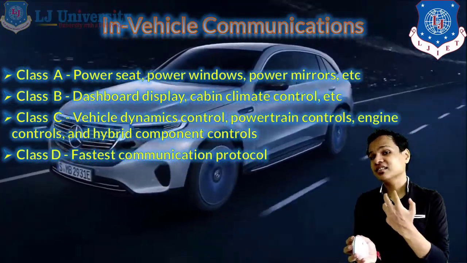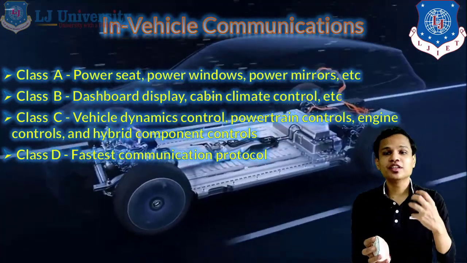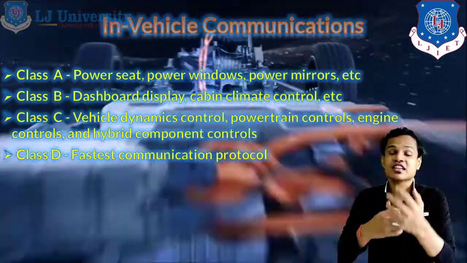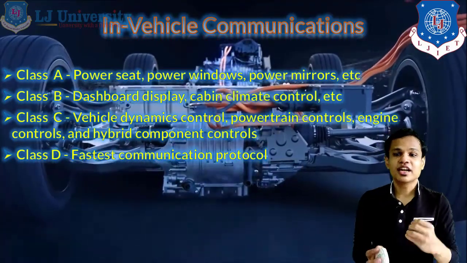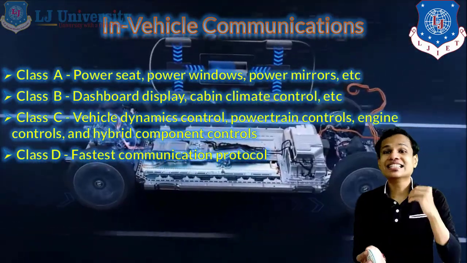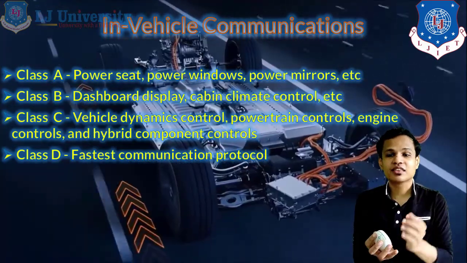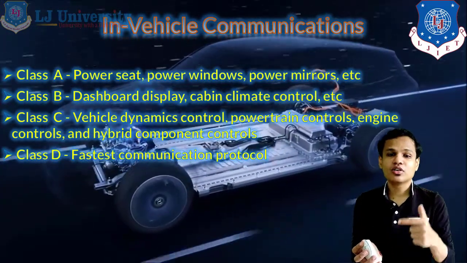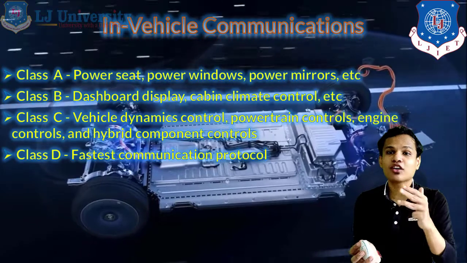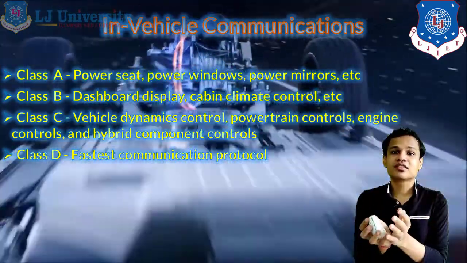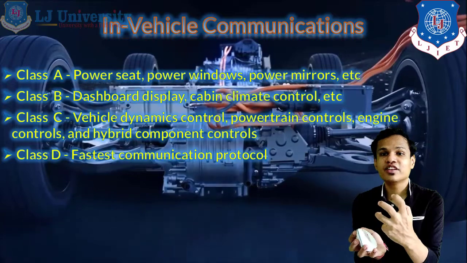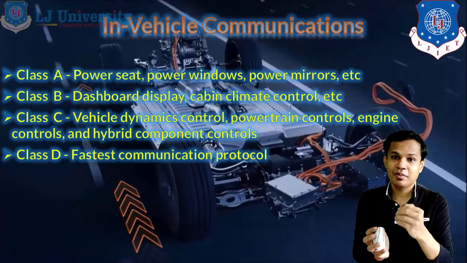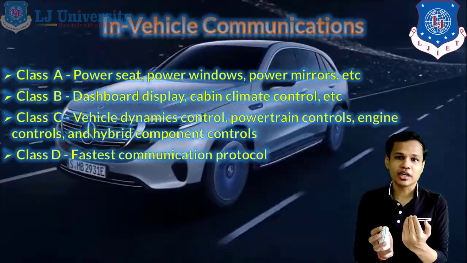Now comes class C, which requires an instant reaction. The instant output is required in components such as the transmission system, the whole powertrain system, the engine system. So we have kept the components of the vehicle dynamics control, the powertrain control, engine controls and hybrid component controls. All the things which have a function inside the working of the vehicle, of the hybrid or electric vehicle, whichever vehicle we are talking about.